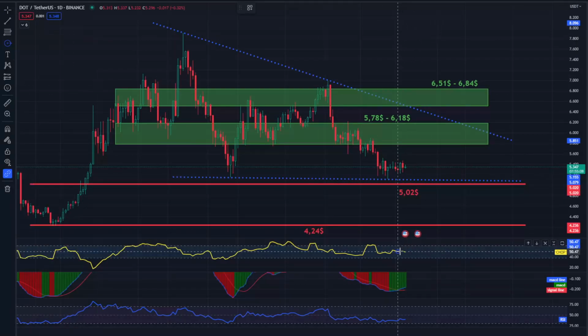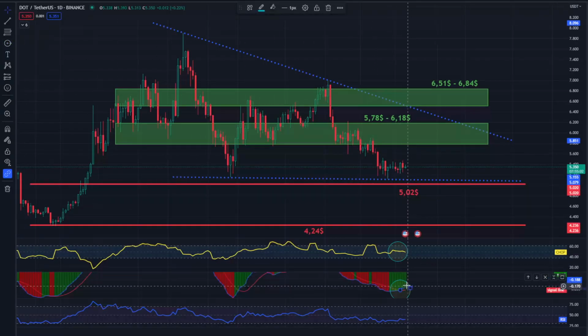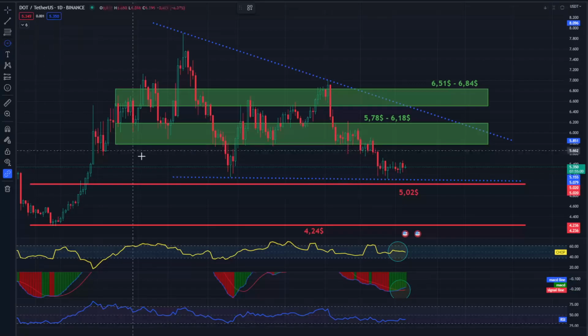The CHOP index indicates that there is energy for the next move. The MACD indicates the transition to an uptrend, while the RSI is at the lower limit, thanks to which we have room for the price to start rising.